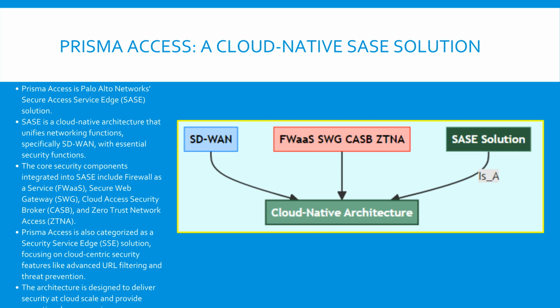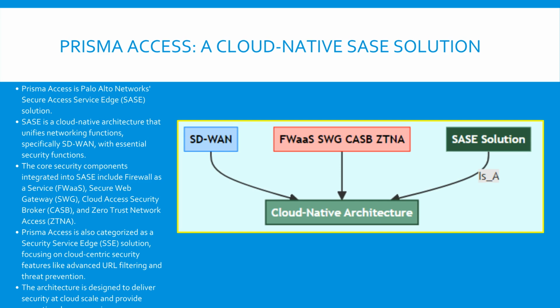These critical security functions include Firewall as a Service, or FWaaS, which protects your network perimeter in the cloud, and Secure Web Gateway, or SWG, which secures your web browsing activity. It also incorporates Cloud Access Security Broker, or CASB, for overseeing cloud applications, and Zero Trust Network Access, or ZTNA, which grants access only on a strict need-to-know basis. Prisma Access is an SSE solution, providing these security features from the cloud, ensuring advanced URL filtering and threat prevention wherever your users are located. This cloud-native approach ensures uncompromised performance and security at scale.